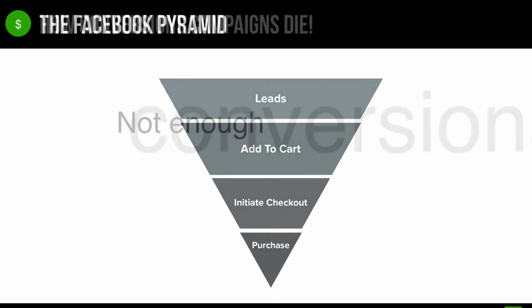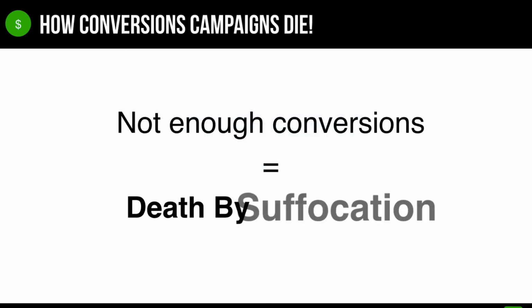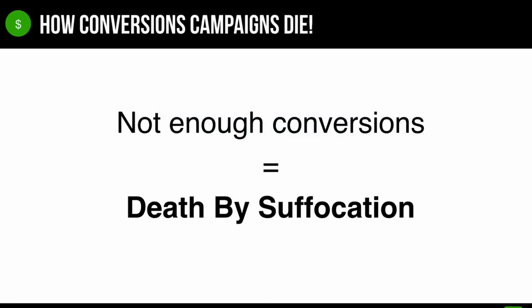And I have a name for this. I call it death by suffocation, because that's essentially what you're doing. You're suffocating the algorithm and your campaign dies. So we already know by now that in order to set up a conversion ad properly, we have to select the most appropriate conversion event. And you could think of it like every time someone takes that action, the conversion event you've selected, it's like giving your conversion ad oxygen.